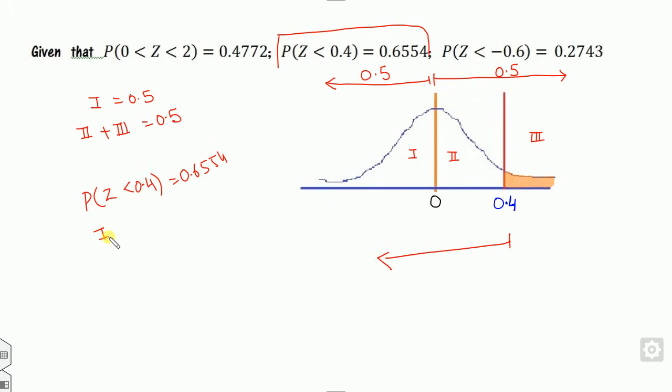So it means this is my 1 plus 2. 1 plus 2 is given to be here. But we know that 1 is my 0.5. So you can find easily the second one. So area of 1 is 0.5. So you can find the area of 2 as 0.1554. So then how you find the area of 3? We know that second plus third is 0.5. So this can be subtracted from the 0.5. So that's the required answer.